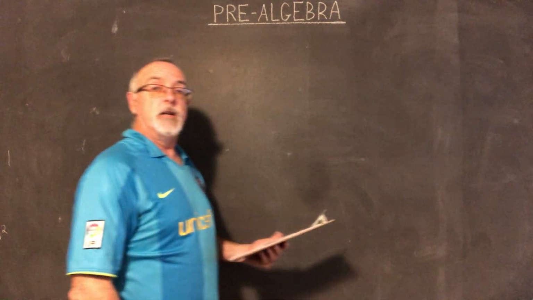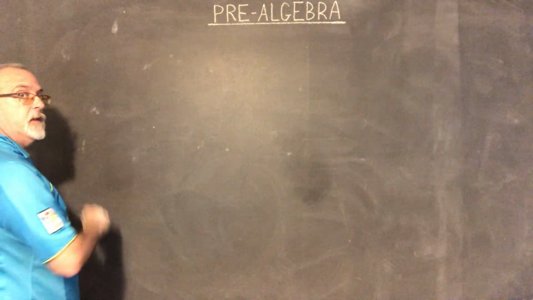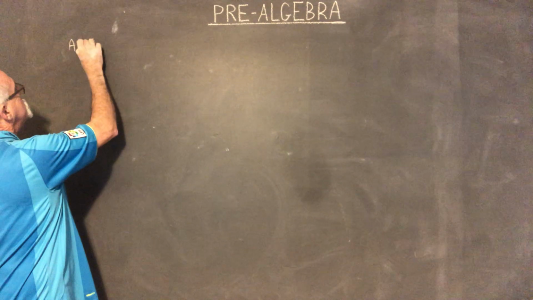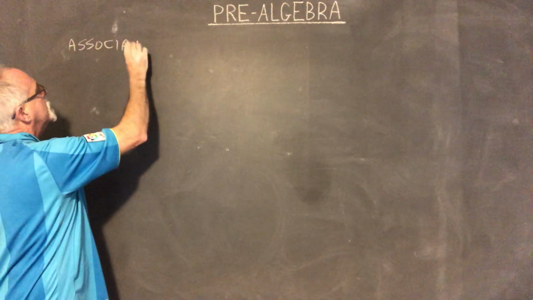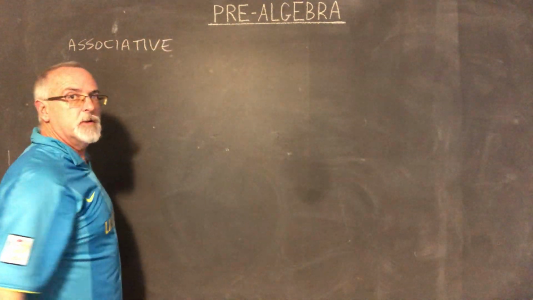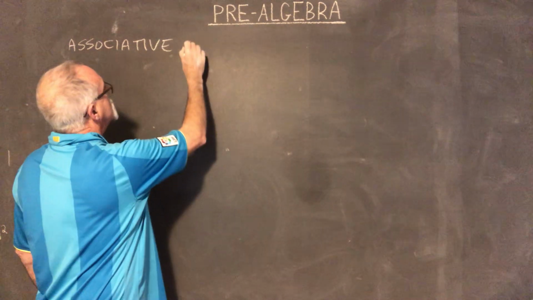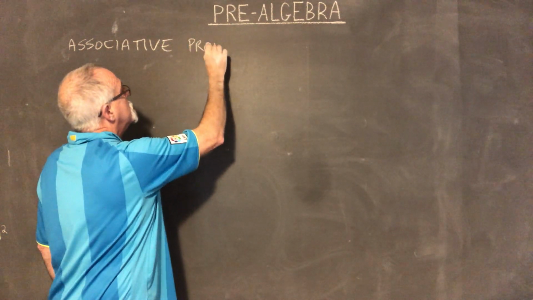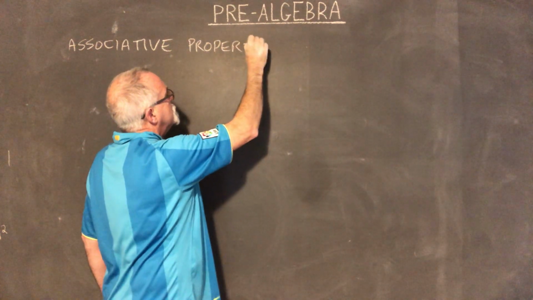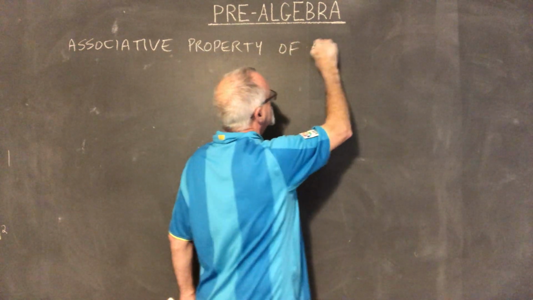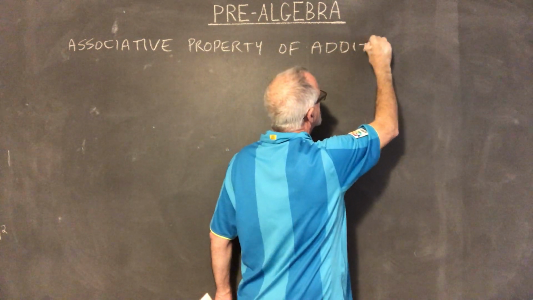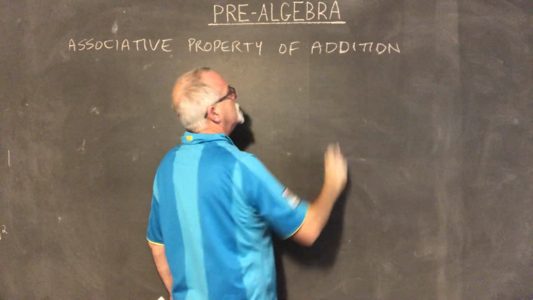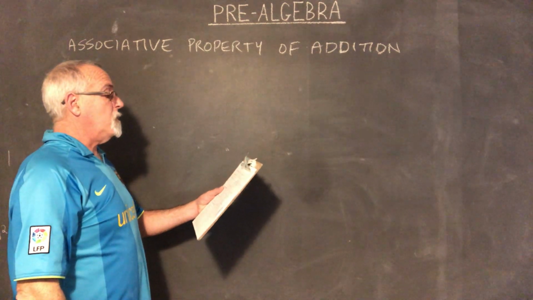The associative, these big long words. You'd think we were still in the geometry unit. The associative, no, it's not only in geometry that you have long words in math. The associative property of addition. Property. That D is sloppy looking. Okay, and what's that one?